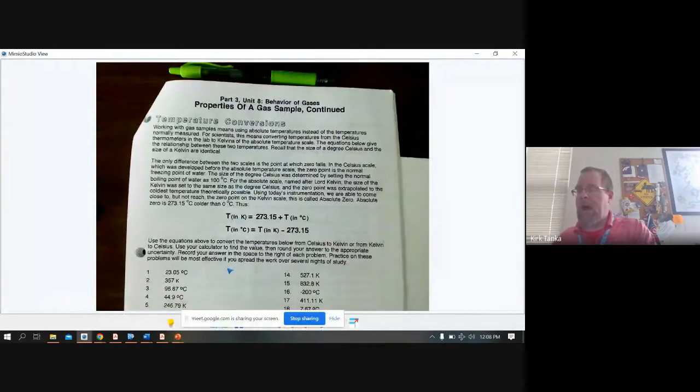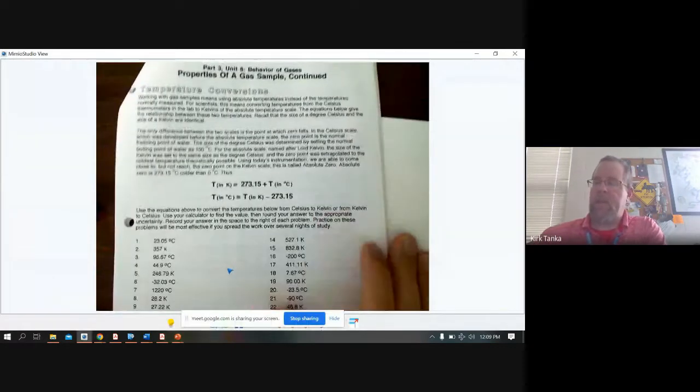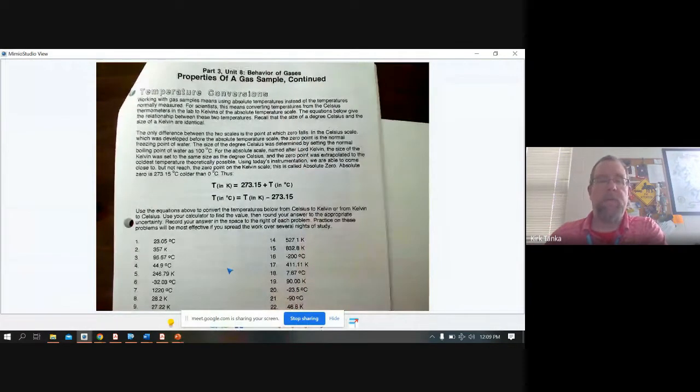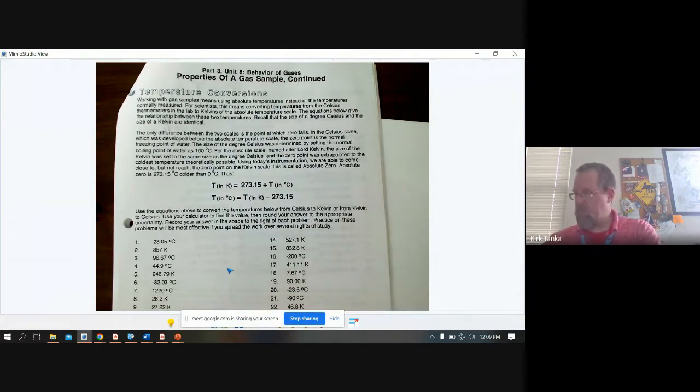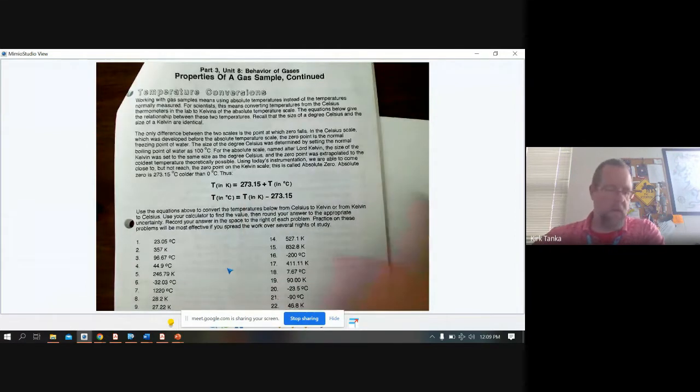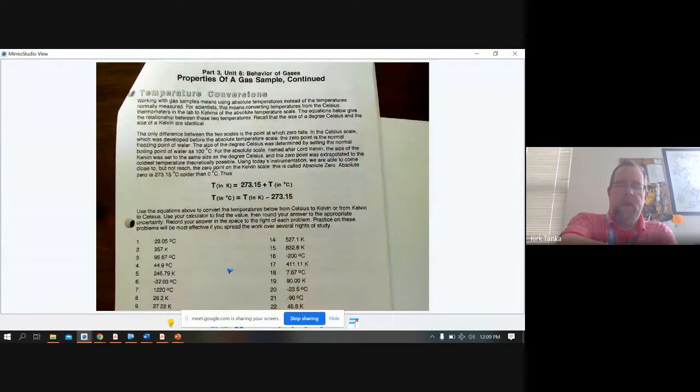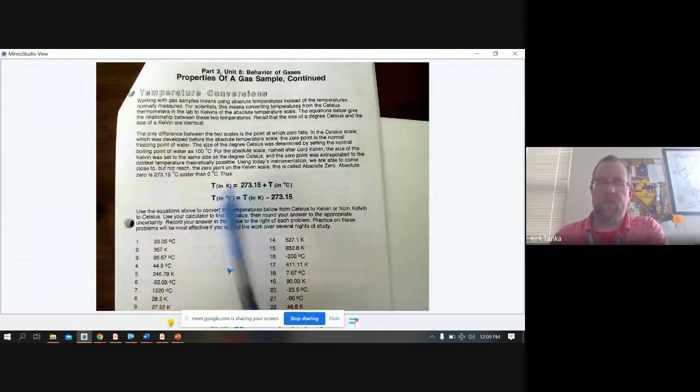Okay, if you are on page 7, this is going to be temperature conversion. Where did my pen go? There it is. Page 7 talks about temperature conversions. Realize whenever we're dealing with gas laws, we need our temperature to be in Kelvin. So if we take the temperature in Celsius, we add 273.15 to get it to be Kelvin.